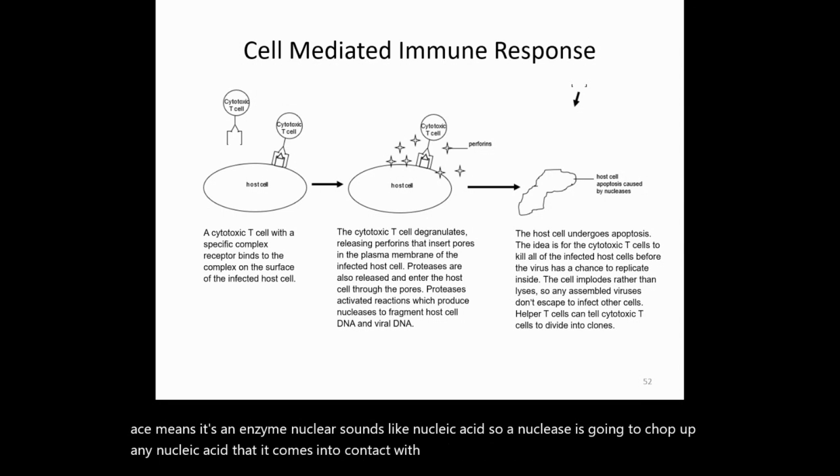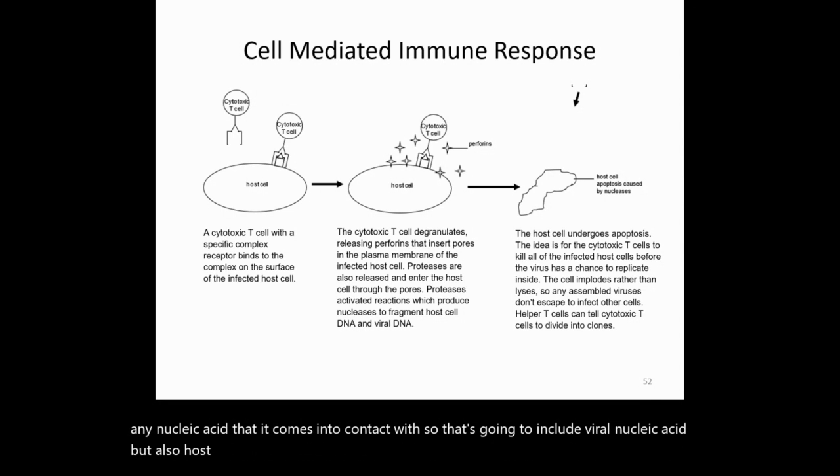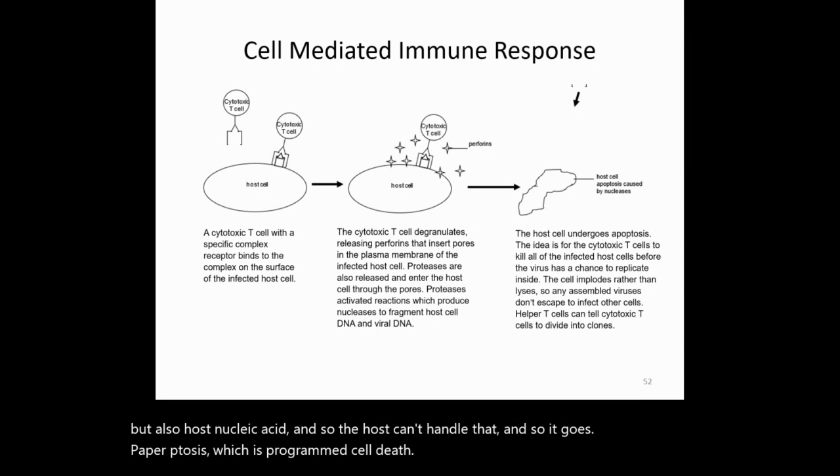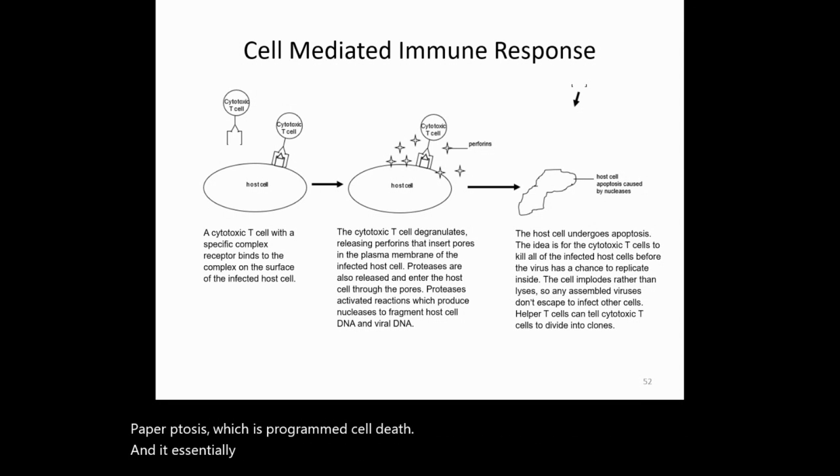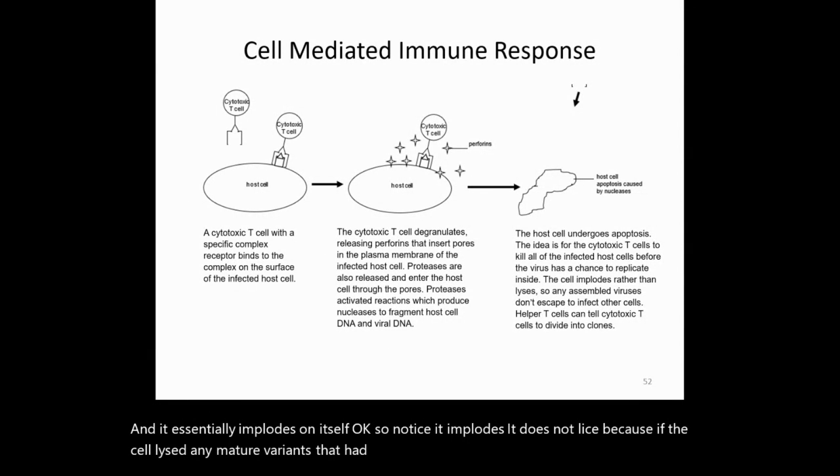So that's going to include viral nucleic acid, but also host nucleic acid. And so the host can't handle that. And so it goes through apoptosis, which is programmed cell death. And it essentially implodes on itself. Okay, so notice it implodes. It does not lyse, because if the cell lysed, any mature virions that had been made would be released, right? And we don't want that to happen.